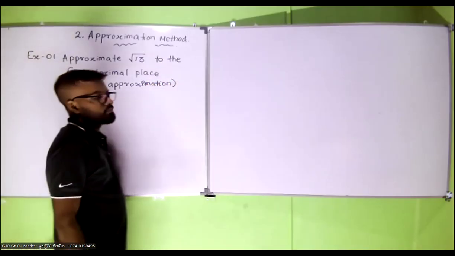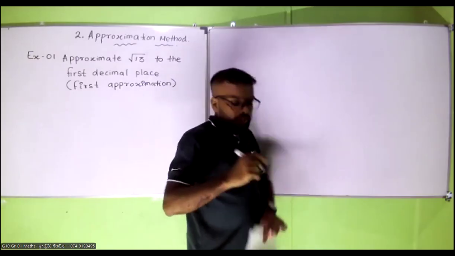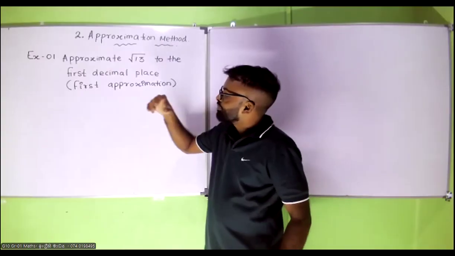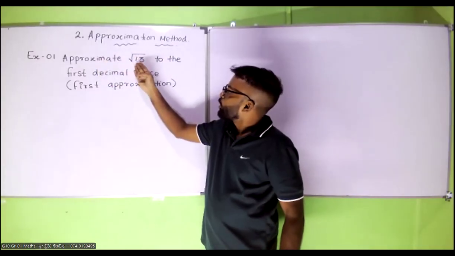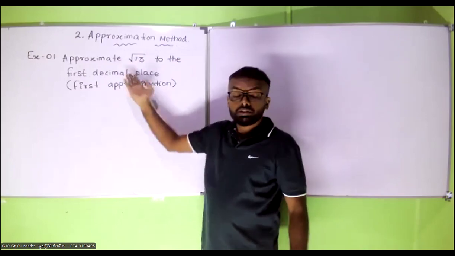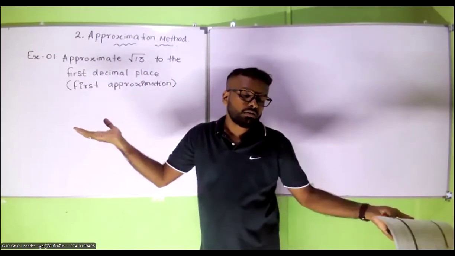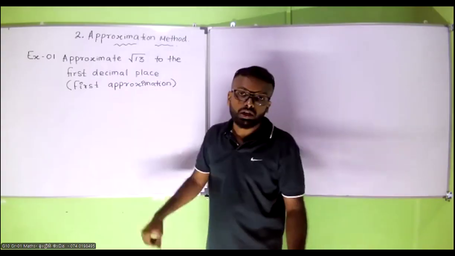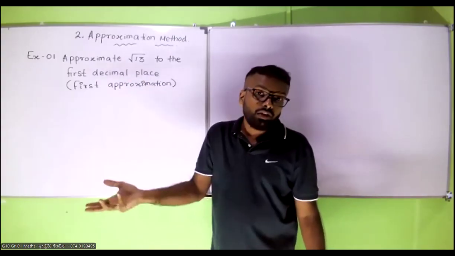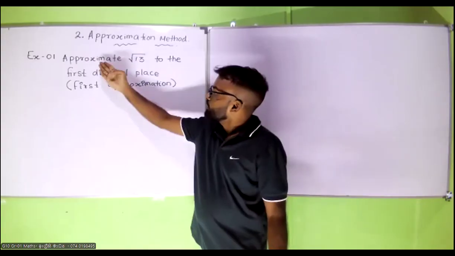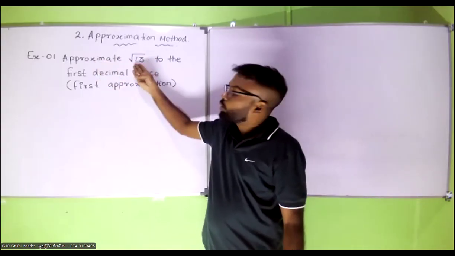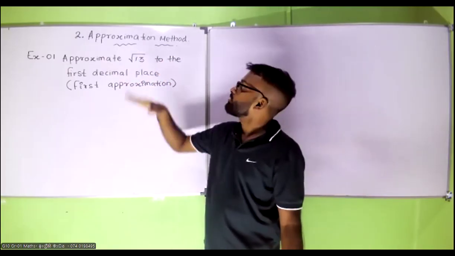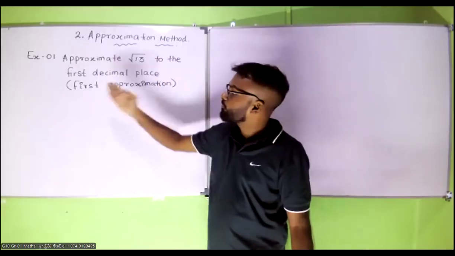Approximation. In the exam or in questions, you might see "approximate square root of 13 to the first decimal place." That is one style they can ask from you. In another way, you can be asked "approximate square root of 30 to the first approximation," or "find the square root of 13 to the first approximation."